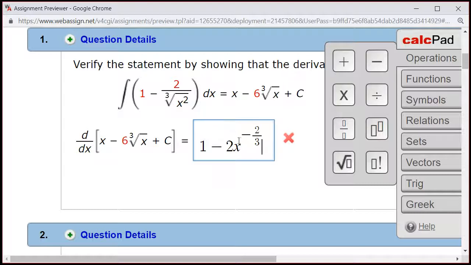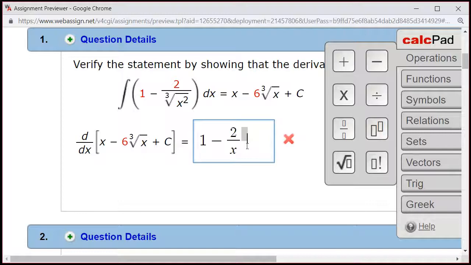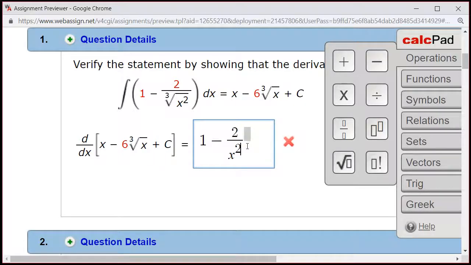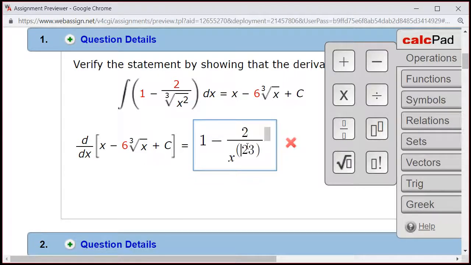Then if you want to rewrite it, if you have a negative power, we can put it on the bottom. So x is going to be on the bottom, divided by x. Then you have a negative 2/3 power, but since we already put it on the bottom, it's going to be a positive 2/3 power on the bottom. So let's raise it to the positive 2/3 power, right? So we got that.